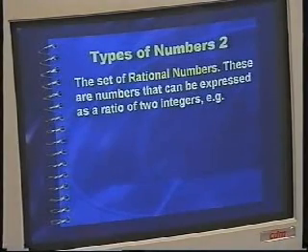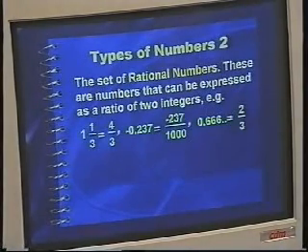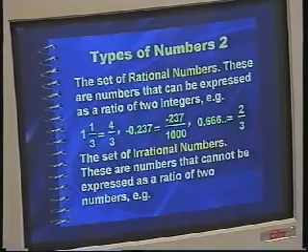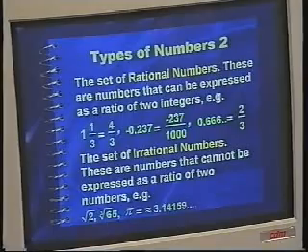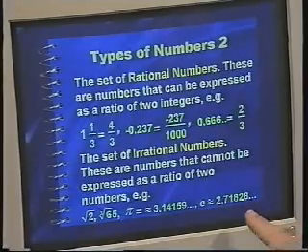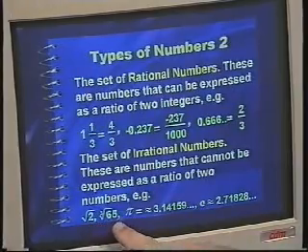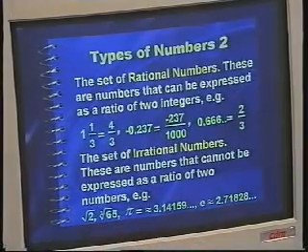Then we move on to rational numbers, numbers that can be expressed as fractions, and you see lots of examples there, 1 1/3, -0.337, etc. And finally, we can have what are called irrational numbers, and they are not possible to be expressed as fractions. Typical examples are the square root of 2, the cube root of 65, etc.